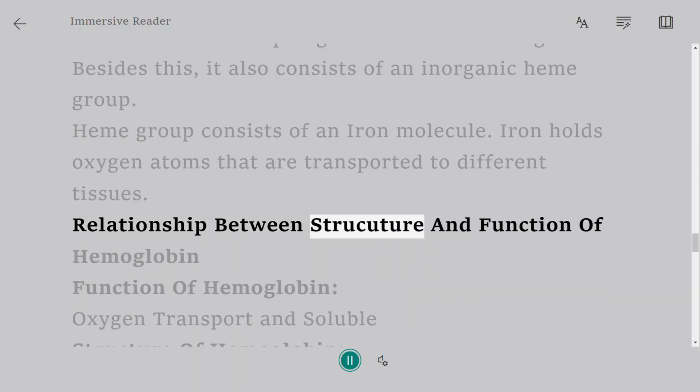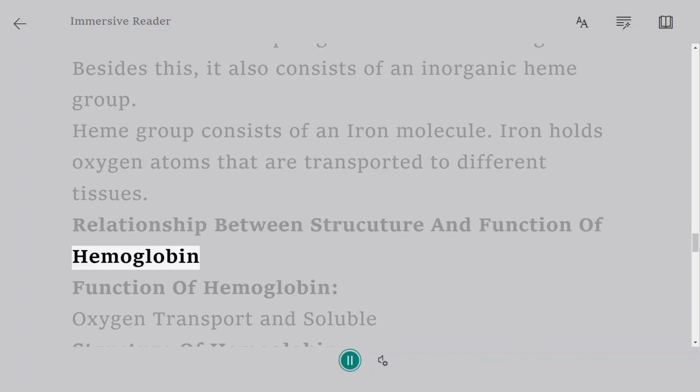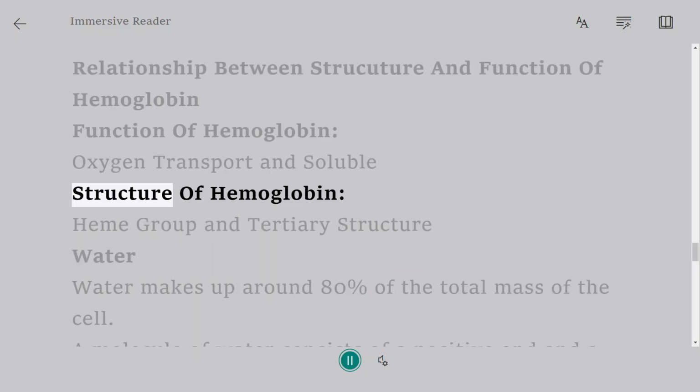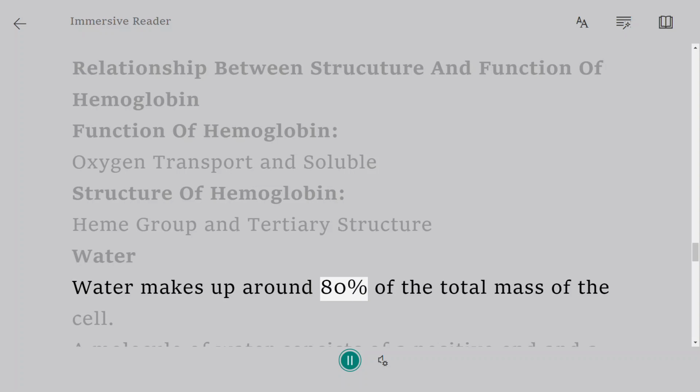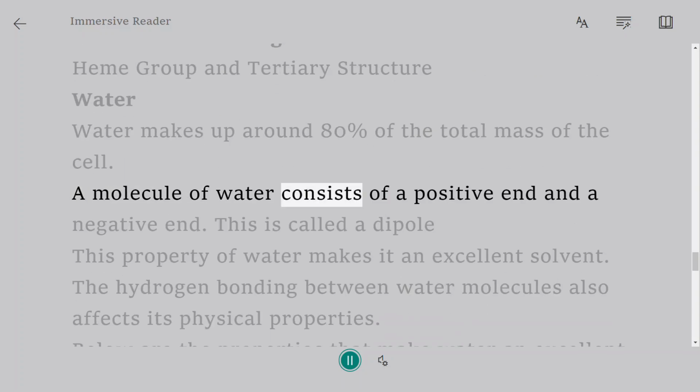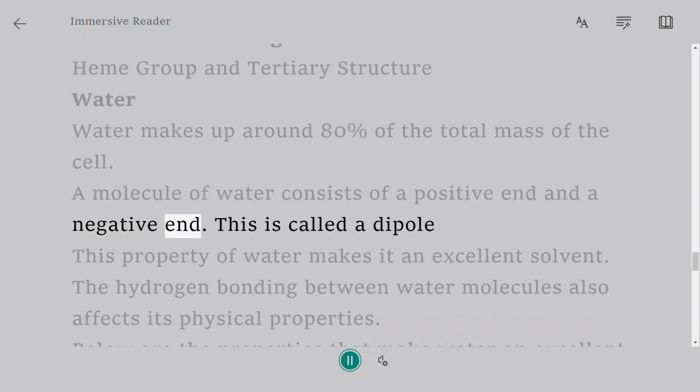Relationship between structure and function of hemoglobin. Function of hemoglobin: oxygen transport and soluble. Structure of hemoglobin: heme group and tertiary structure. Water. Water makes up around 80% of the total mass of the cell. A molecule of water consists of a positive end and a negative end.